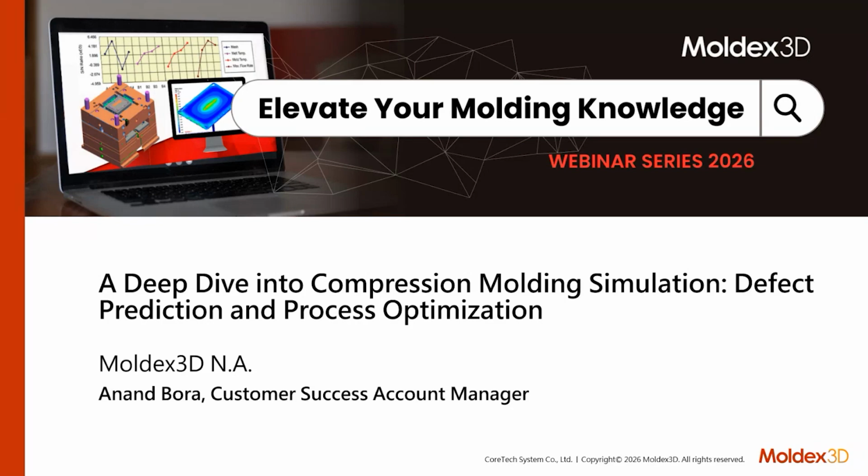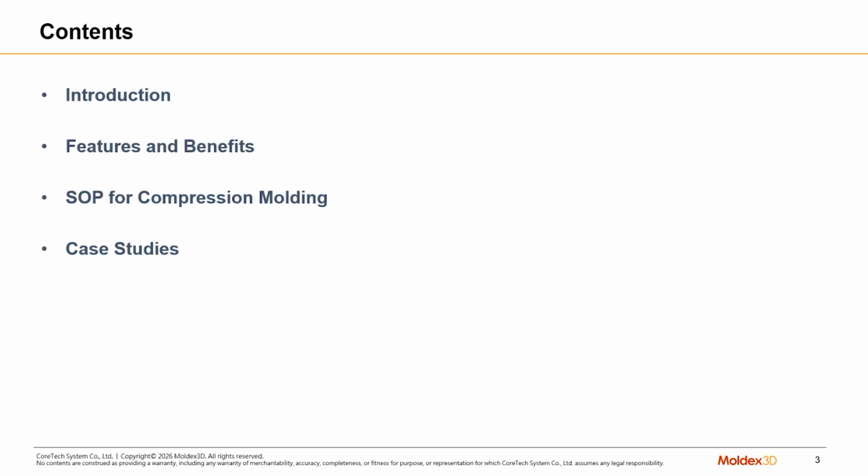So let's get started. Here's a roadmap of what we will be covering today. We'll start with an introduction to compression molding, what it is, its advantages, and where it's used. Then we'll walk through the key features and benefits of Moldex 3D's compression molding module. After that, we'll look at the standard operating procedure for setting up a simulation inside Moldex 3D. And then finally, we'll walk through two detailed case studies to see their capabilities in action.